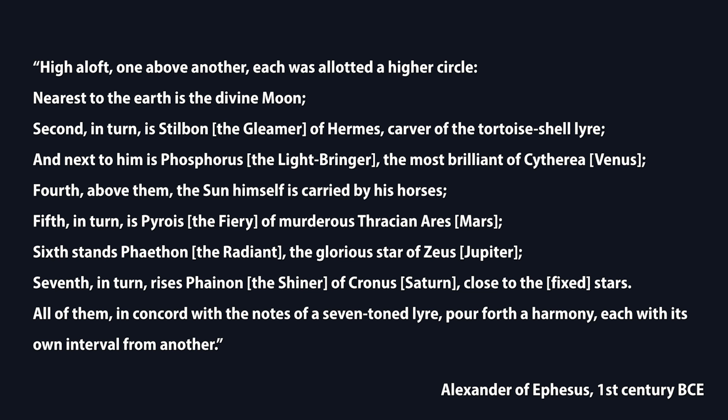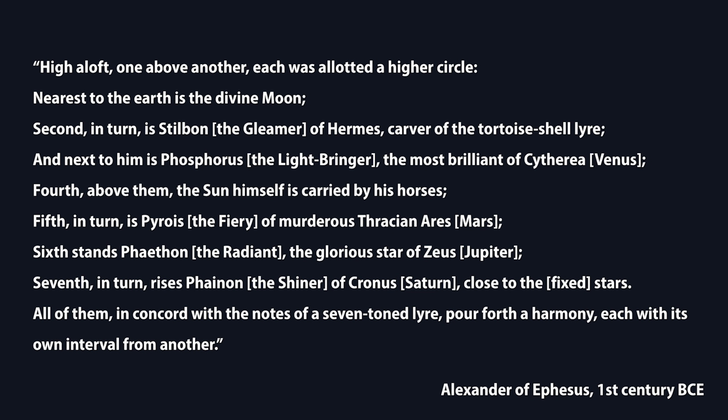I'll read a couple of quotes from some of those first century authors that are mentioning this planetary order, just so you can get a sense of them. So the first one is Alexander of Ephesus, who's being quoted by Theon of Smyrna here. It's in poetry, so the poetry is not going to fully come off in this reading, but it will just a little bit. He says, "High aloft, one above another, each was allotted a higher circle.